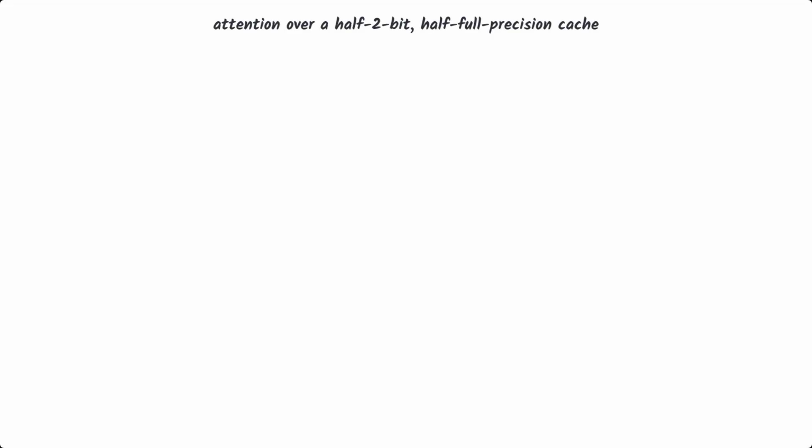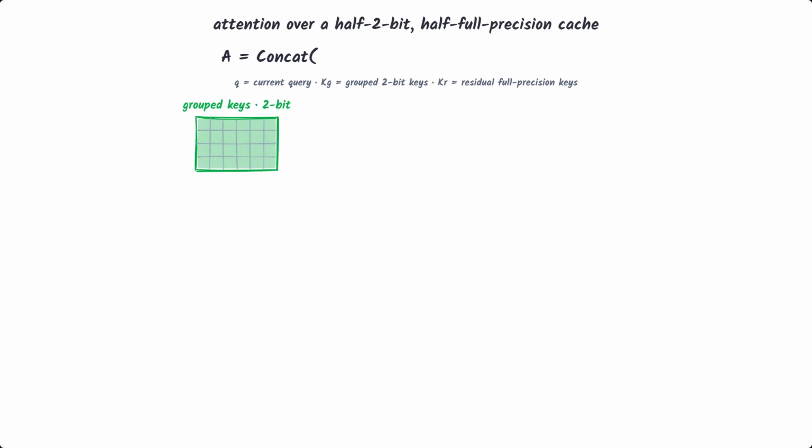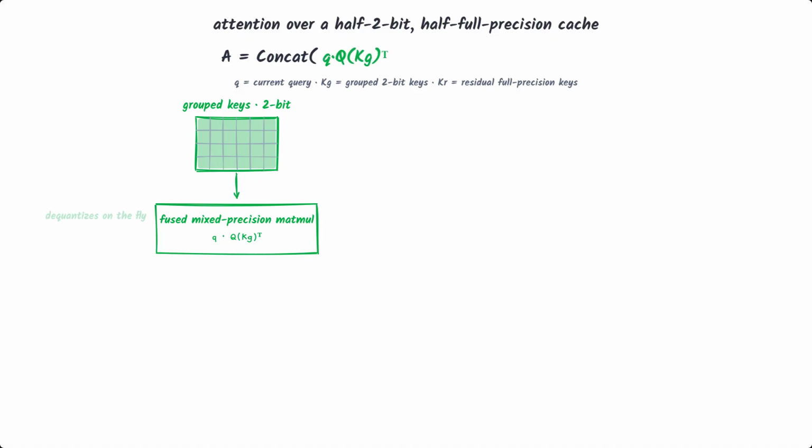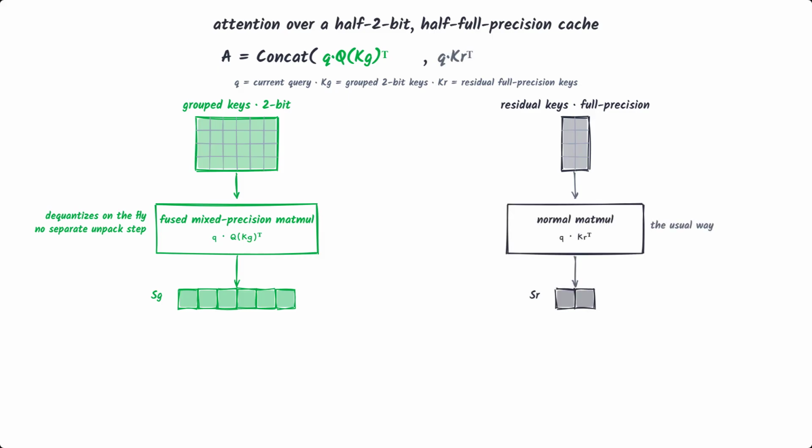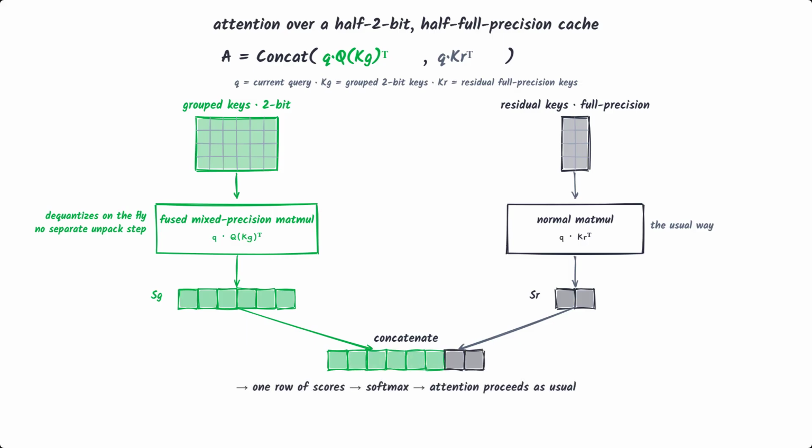How do you compute attention when your cache is half 2-bit and half full precision? You split the math to match. The attention scores against the grouped, quantized part are computed in a fused, mixed precision matrix multiply, one that dequantizes on the fly, right at the hardware tiling level, so there's no separate, expensive unpacking step beforehand. The scores against the small full precision residual are computed the normal way. Then you simply concatenate the two sets of scores, and attention proceeds exactly as usual. The quantized bulk and the full precision recent window get stitched back together seamlessly, and the whole thing is written as efficient custom GPU kernels.